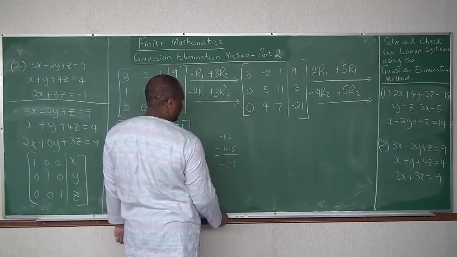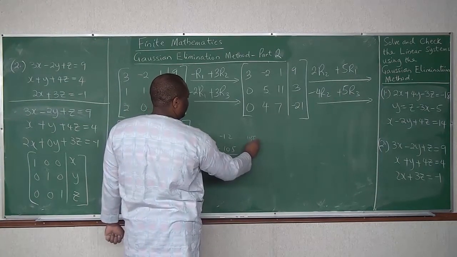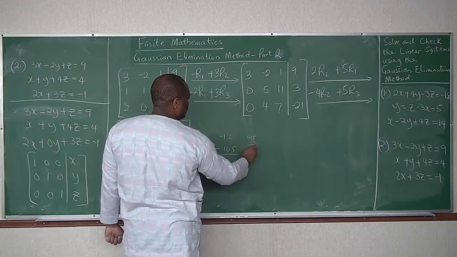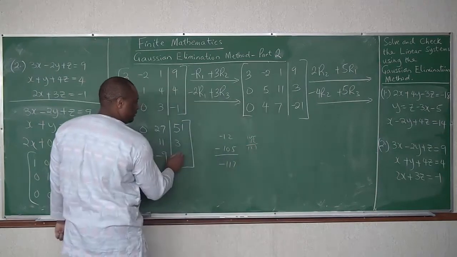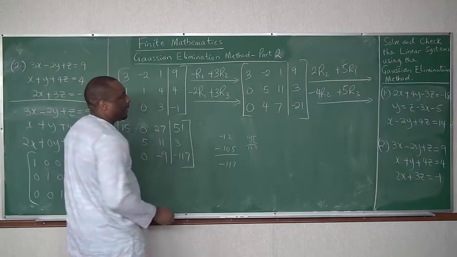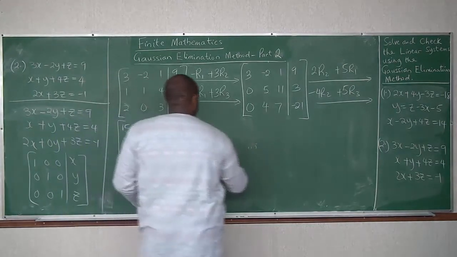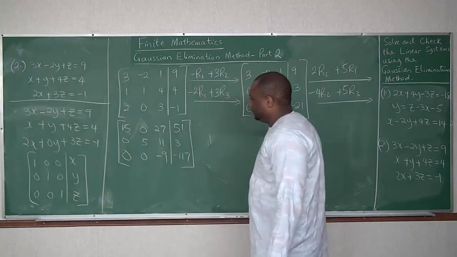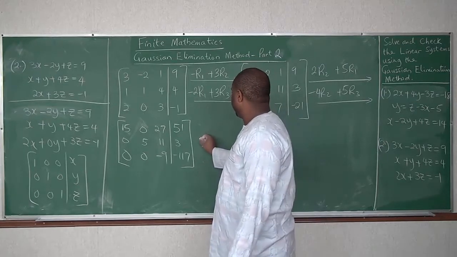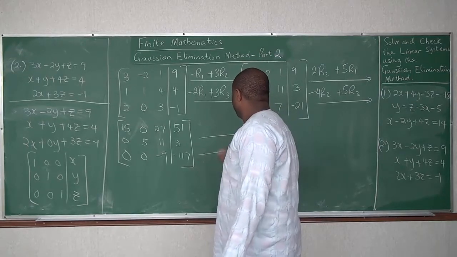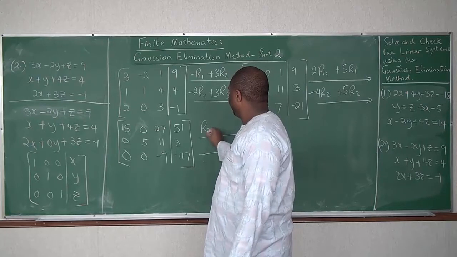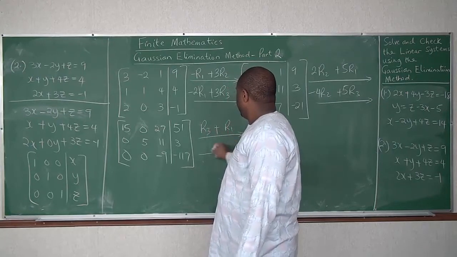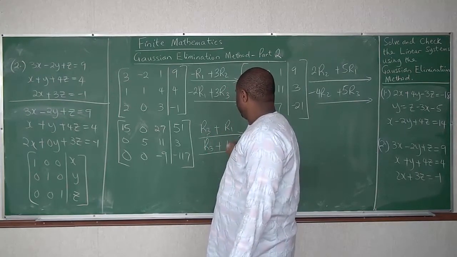117. Okay? 105 plus 12 is 117. Negative 117. Alright. The next operation, we use row 3 to operate on row 1 and row 2, row 3 to operate on row 1, and then row 3 to operate on row 2.